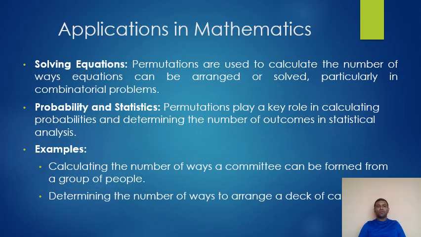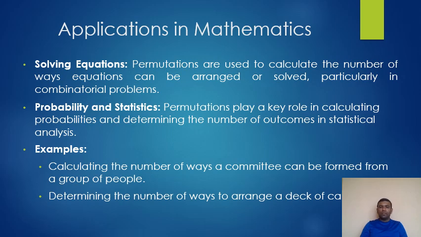Applications in mathematics. Where is permutation used in mathematics? It is used for solving equations. Permutations are used to calculate the number of ways equations can be arranged or solved, particularly in combinatorial problems. Probability and statistics is another place in mathematics where permutations are used. Here, permutations play a key role in calculating probabilities and determining the number of outcomes in statistical analysis.